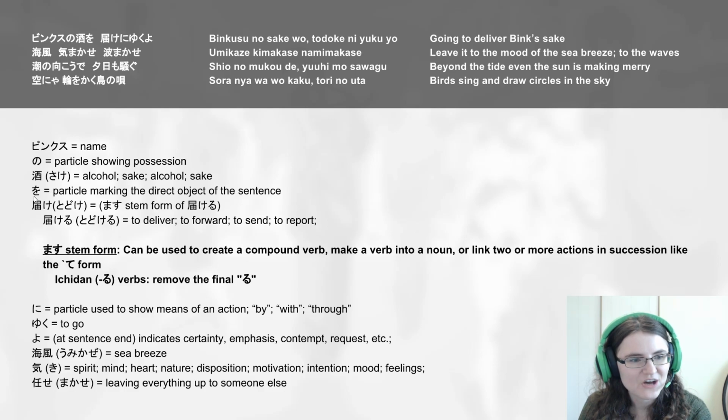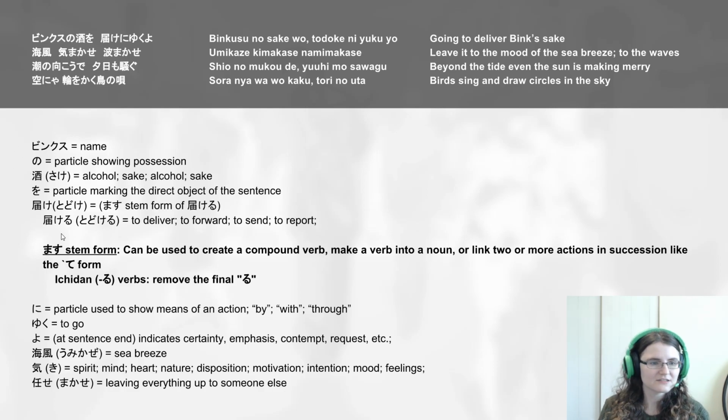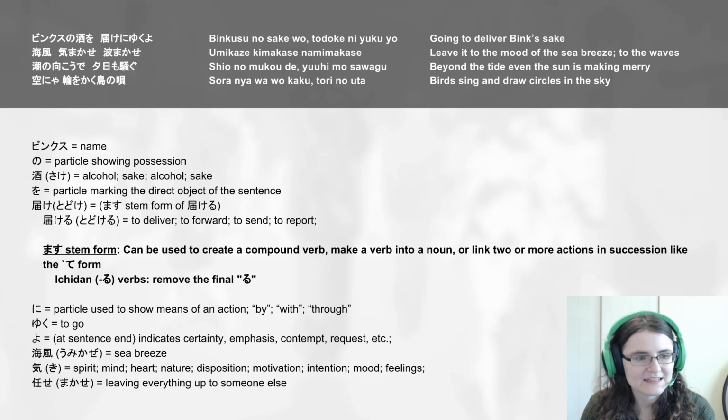And next we have the o, which makes this the direct object. So we're doing something to Binku's sake. We are going to todokeru it, to deliver it, to forward it, or to send it. And this is actually in its masu stem. It's an ichidan verb, so just take off the ru, and that's it. So todokeru becomes todoke. So this is delivering Binku's sake.